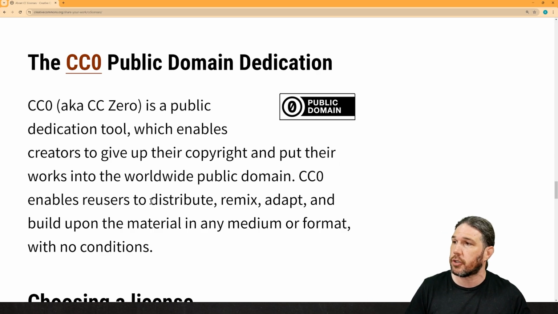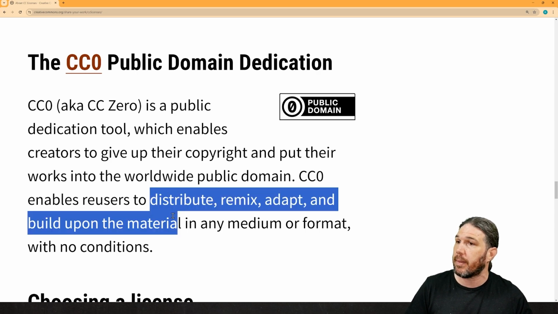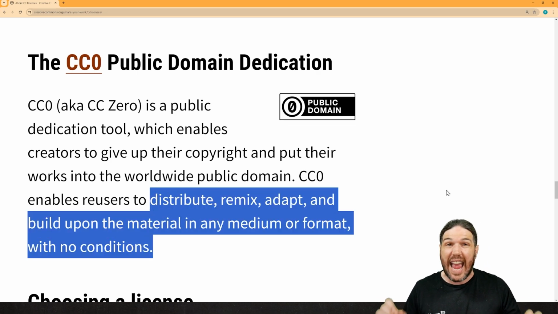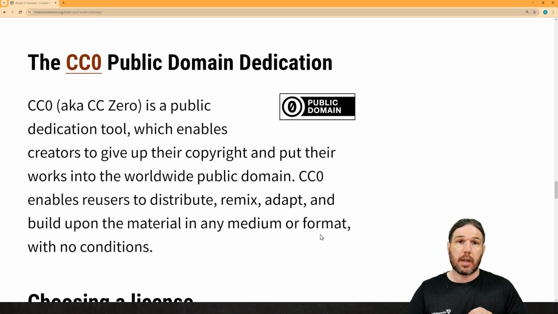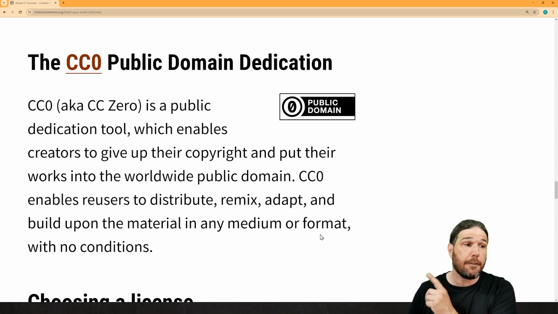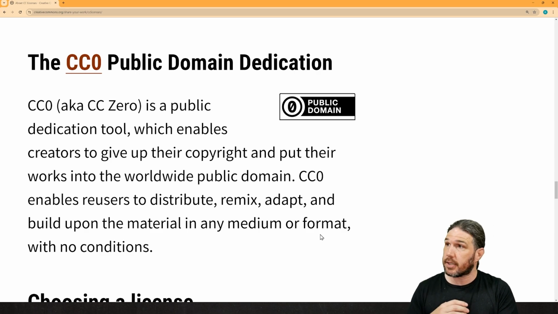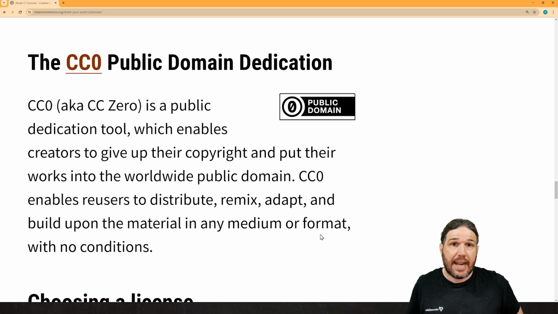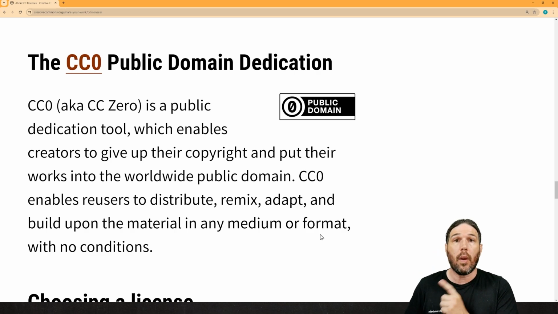CC0 enables reusers to distribute, remix, adapt, and build upon the material in any medium or format with no conditions. So in other words, you are completely giving up any rights you have to the copyright. Anyone can use your work in any way they want without having to seek permission or give you any money. They can use it for commercial purposes, anything they want. Be very careful when you use this because, of course, you will not get any credit. This is the only license where the reuser doesn't even need to give you credit for your work.